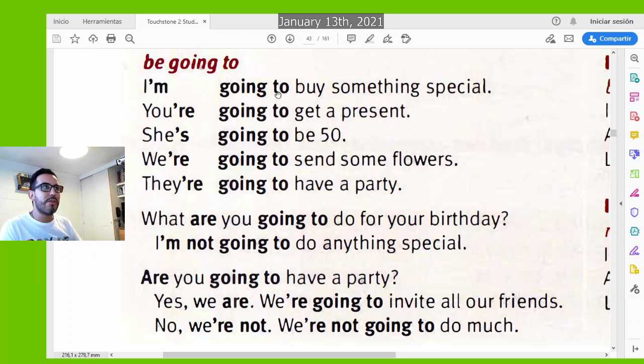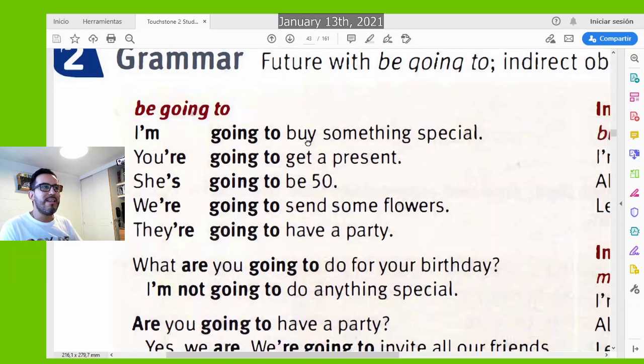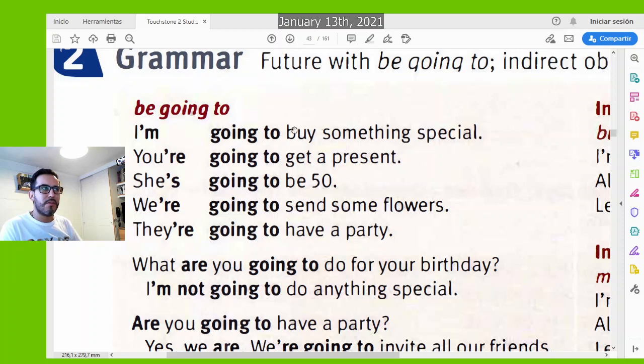I am going to buy. After this preposition, after this element "to," we need a verb. Okay, we need a verb in the infinitive form. To buy, to get, to be, to send, and to have, for example. Okay, so we need a verb, we need an action in the infinitive form.